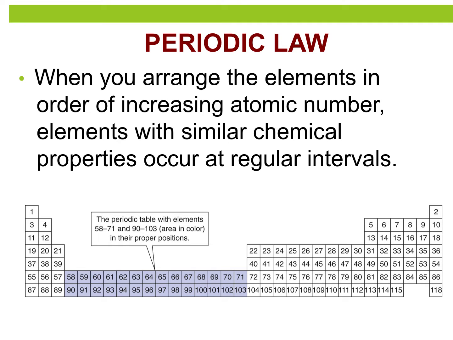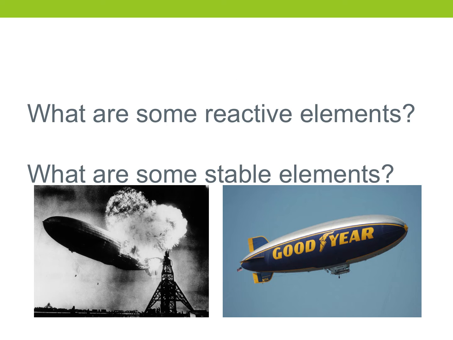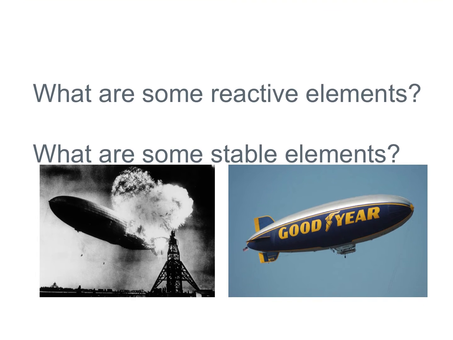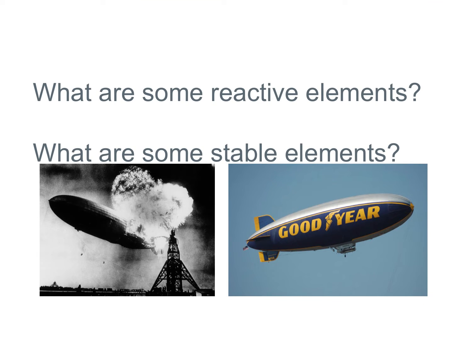And it turns out if we arrange the periodic table like this, then you get elements with similar chemical properties that occur at regular intervals. So what that means is elements in the same column share similar chemical properties, or they're going to behave in similar ways. Okay, so I want you to think about all the elements that you know. What are some that are reactive? Like you know they're going to react. I have a hint up here if you need some inspiration.